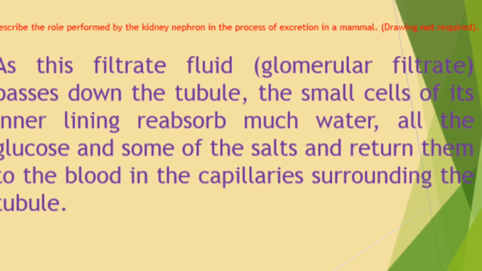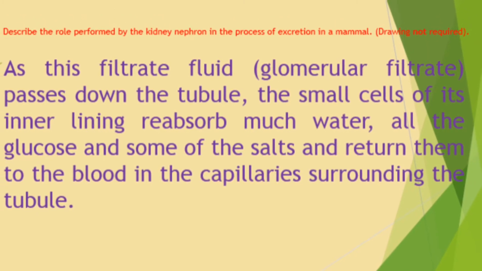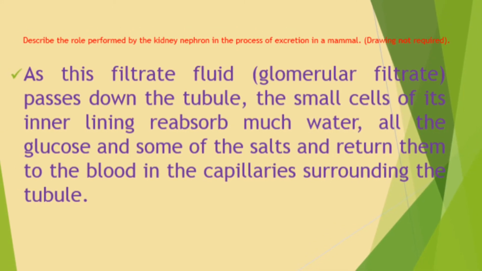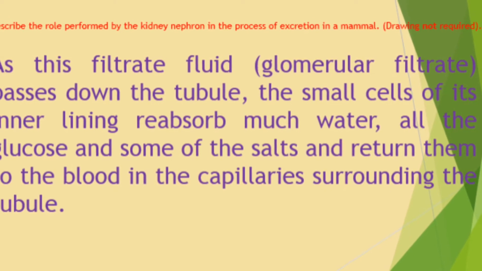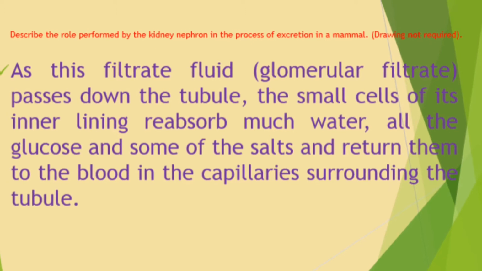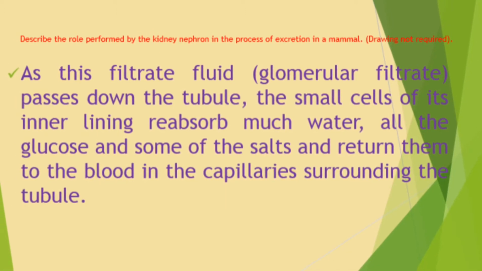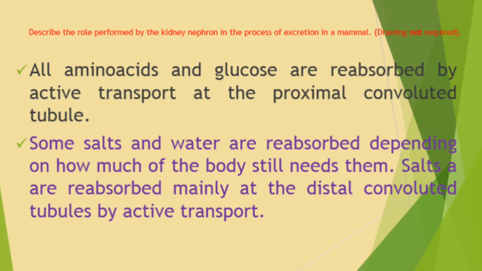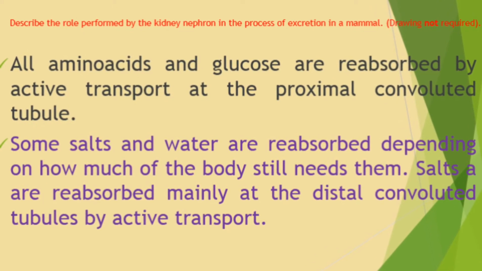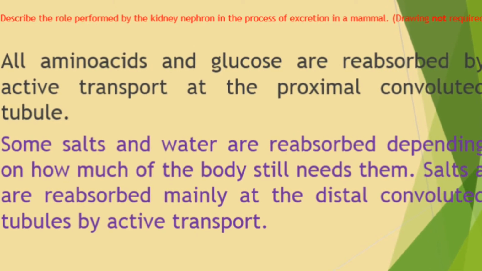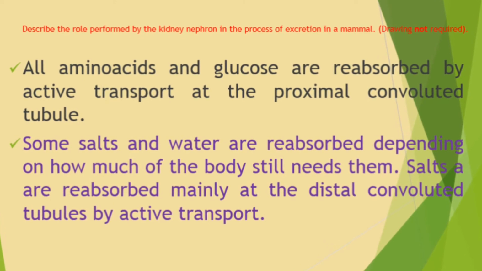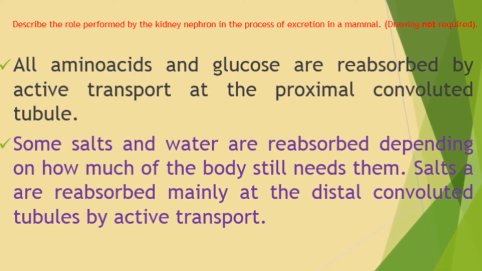As the glomerular filtrate passes down the tubule, the small cells of the inner lining reabsorb some water, glucose and some of the salts and return them to the blood in the capillaries surrounding the tubules. All amino acids and glucose are reabsorbed by active transport at the proximal convoluted tubule. Some salts and water are reabsorbed depending on how much of the body still needs them.